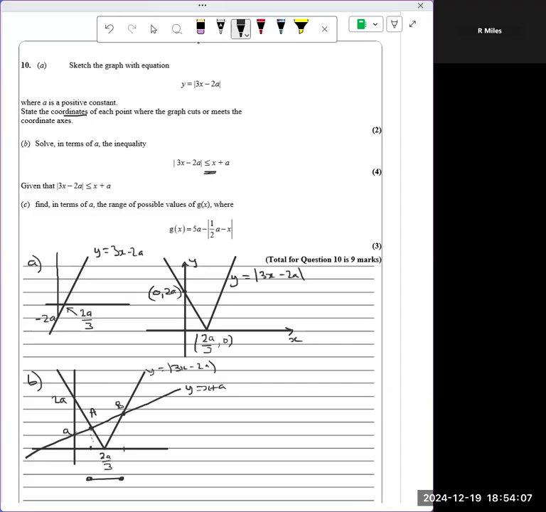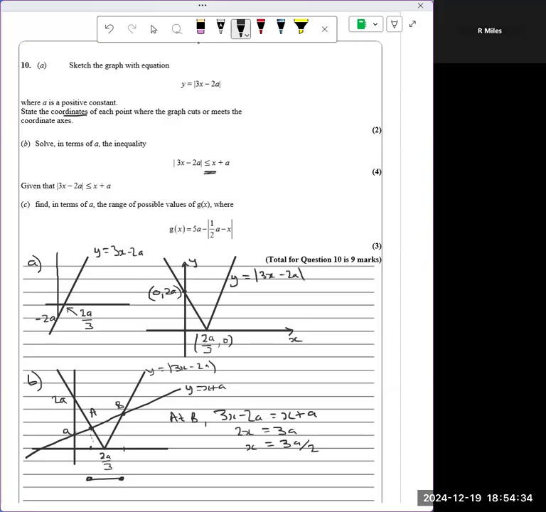So B is what I call the positive branch, where we can just ignore the modulus signs. So at B, we've got 3x minus 2a equals x plus a without the modulus. So solve that, take away x, add 2a. So we've got 2x equals 3a. x is 3a over 2.